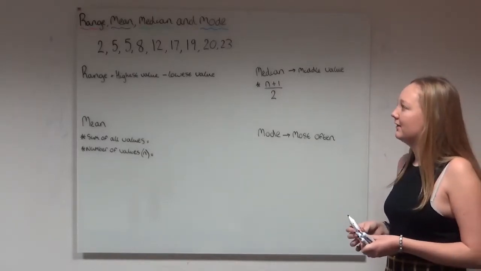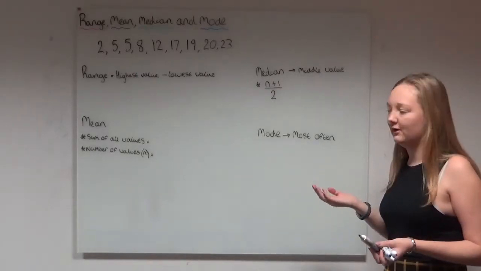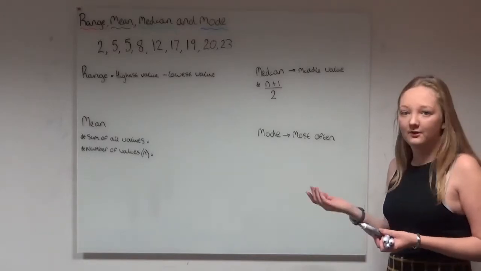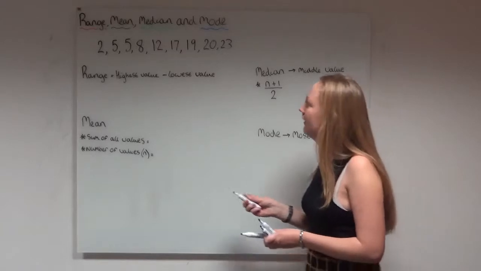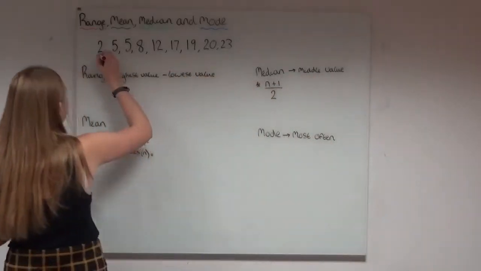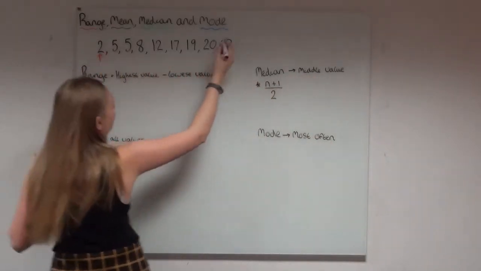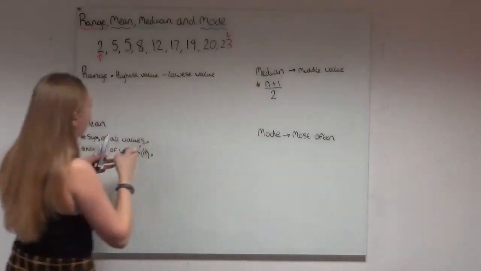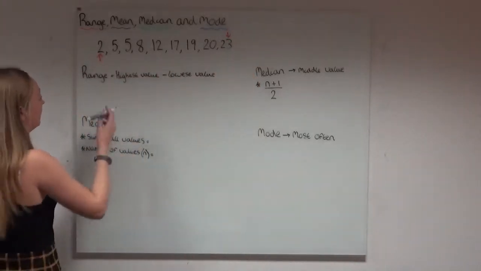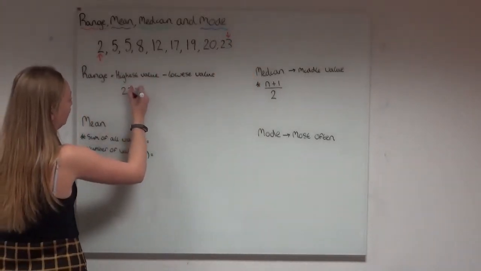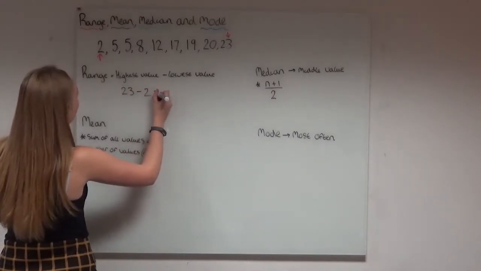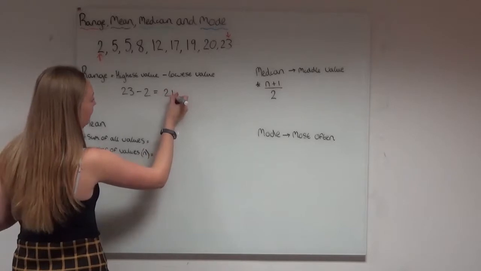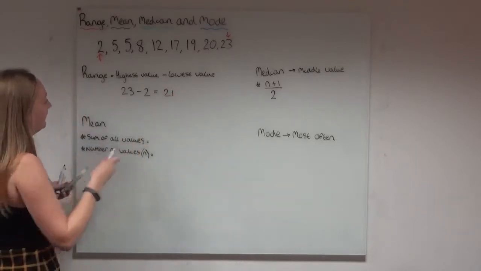Okay, so we're going to start by looking at the range. Now the range simply tells you the difference between your highest and your lowest value. It finds the range of the data. So to do this, what we need to do is find the lowest value, which in this we can see is 2, and the highest value, which here is 23. To calculate the range, we simply then do the highest value of 23 minus the lowest of 2, and this gets us a value of 21, and therefore the range for this set of data is 21.